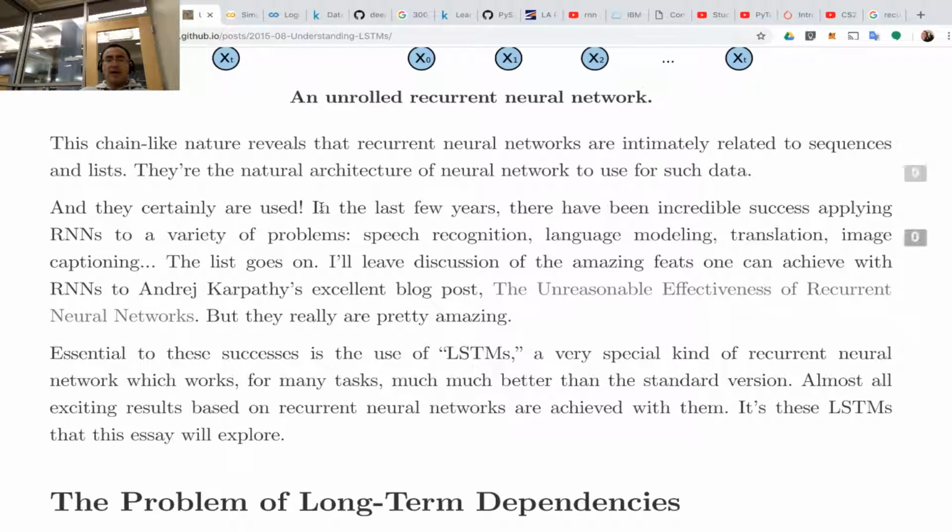Okay, so and they certainly are used. In the last few years, there have been incredible success applying RNN to a variety of problems. Speech recognition, to recognize speech.